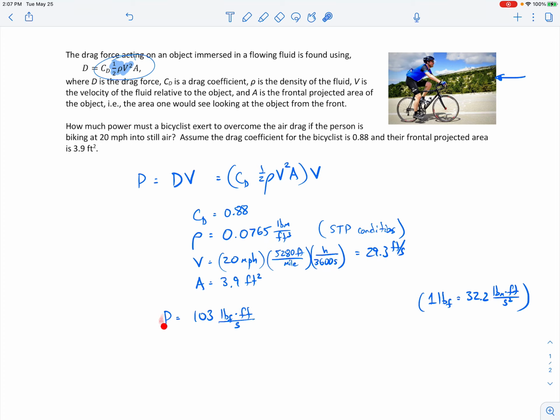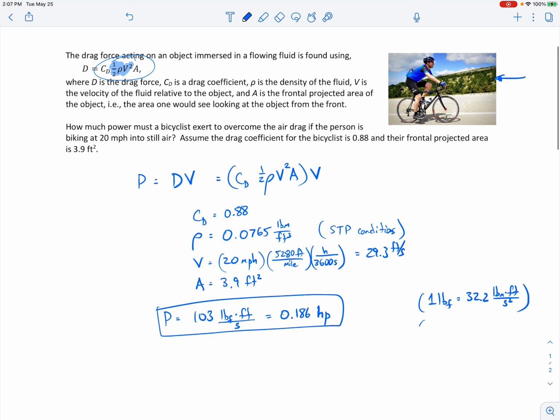So this is our power. That's kind of an unusual set of units, pounds force feet per second. It's perfectly fine as is, but typically in the imperial system for power we use horsepower. So in terms of horsepower, this is 0.186 horsepower. And for that unit conversion, 1 horsepower is 550 pounds force feet per second.